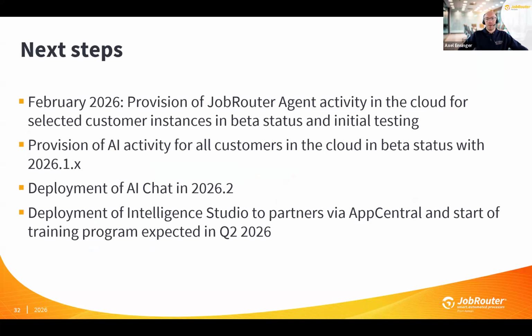And now talking about the next steps, I think this is something that you probably want to know. If we talk about February 2026, now we are planning to provision the JobRouter agent activity in the cloud as a beta, and just in a moment for selected customers. So selected customers will have a first access to it, and we will help them, and we will accompany these customers and learn from it.